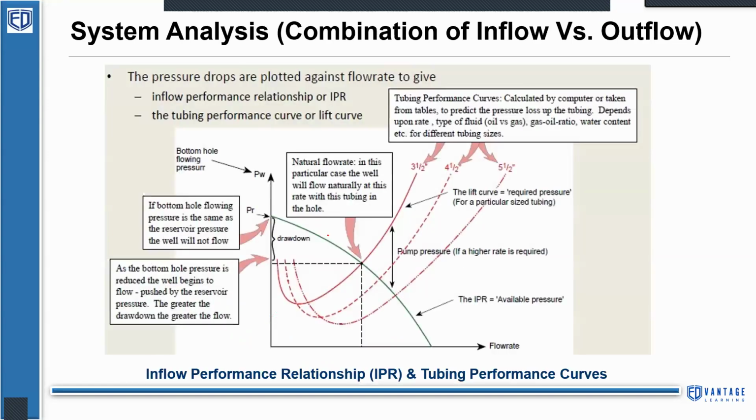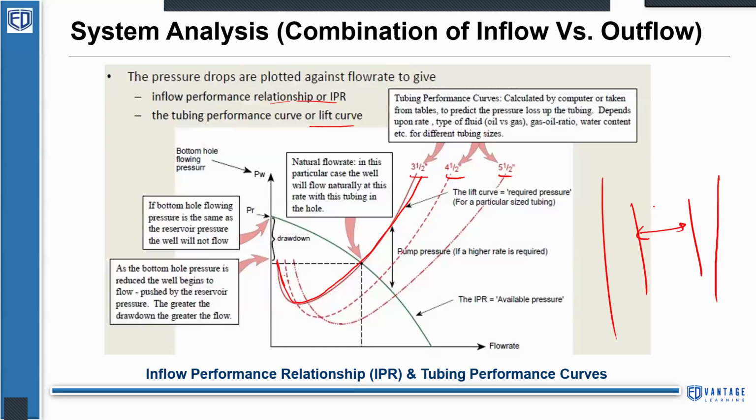So this is the combination of the IPR and TPR. If you see, the pressure drops are plotted against flow rate to give IPR and also TPR. If I take this as a base TPR curve, the actual sharp one, that is generally for 3.5 inch tubing. If I'm increasing the tubing size, it means I'm giving more area of flow. So if I consider this as 3.5 inch tubing and this as 4.5 inch tubing, what happens? Simply Q is area times velocity, the actual flow rate in the tubing. If my area is more, my Q will be more.